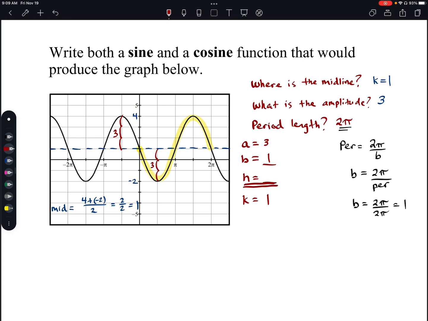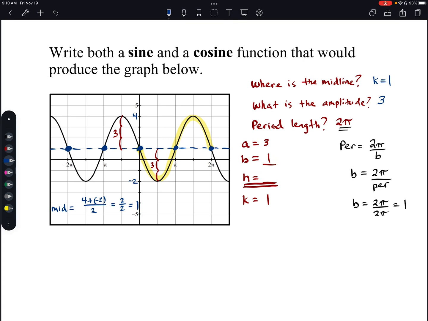So if we're asked to find a sine function, there are several possibilities that we could do. Remember, sine starts on the midline, so we could start here, here, here, here, we could even start there. So there's probably going to be an infinite number of equations that would represent this graph. So you just need to choose one or two and come up with those equations.